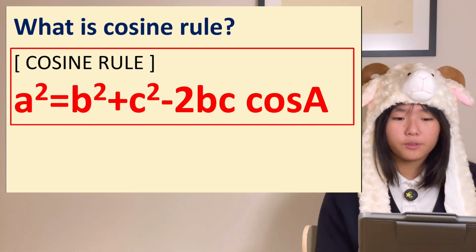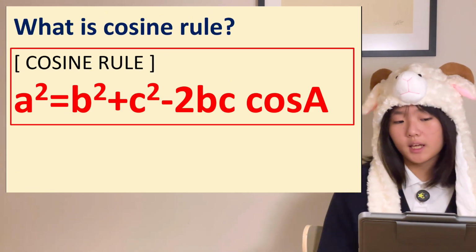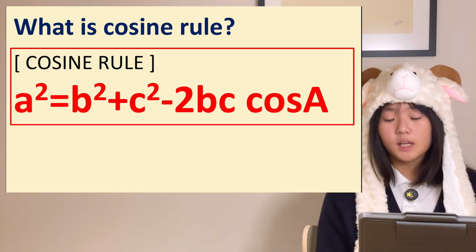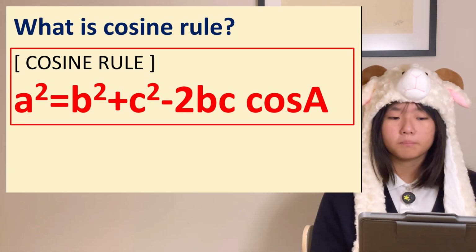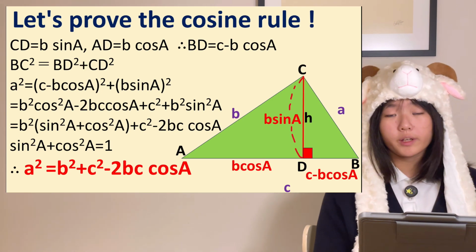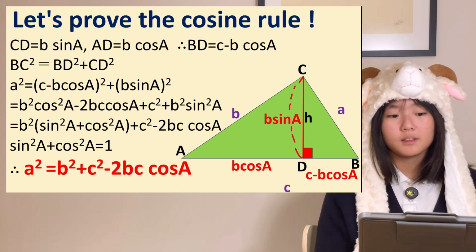What is the cosine rule? The cosine rule is a squared equals b squared plus c squared minus 2bc times cosine A. Now, let's prove the cosine rule, because this is also a question that examiners like to put in exams.